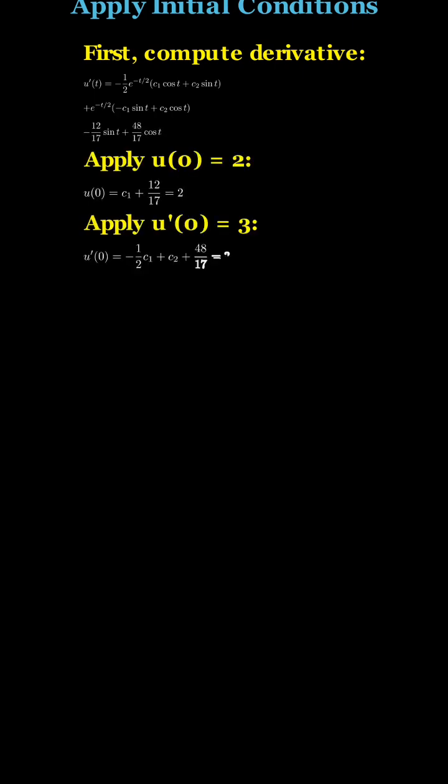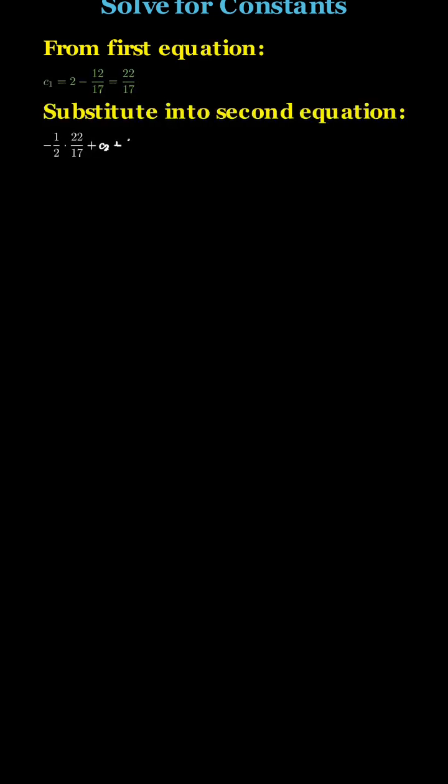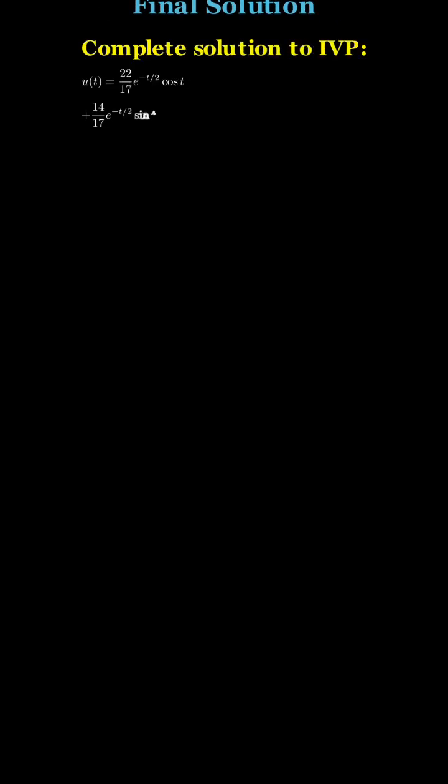Now we apply the initial conditions to determine the constants C1 and C2. We solve the system of equations from the initial conditions to find C1 and C2. This gives us the complete solution to the initial value problem.